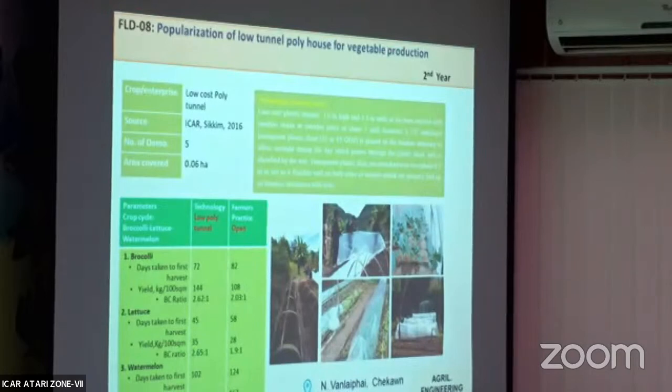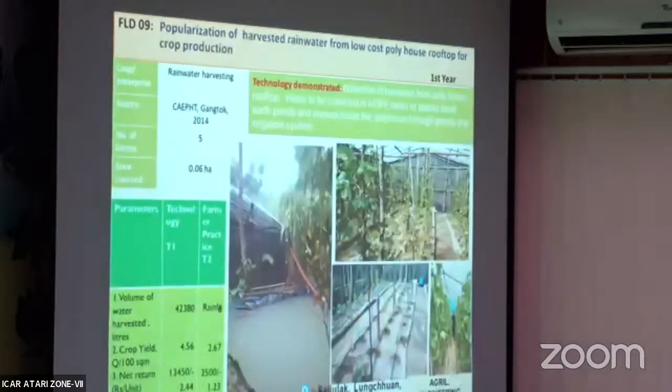And another one is popularization of low tunnel polyhouse for vegetable production. Out there, people know about low-cost polyhouse, but they are not much aware of this low tunnel polyhouse. So we have taken up this as an OFD and then for FLD, this is the second year. And under this, we have observed that the technology that we have demonstrated is much better. Officer, we do not do broccoli, lettuce, and watermelon. I will not talk about the fishery rationale because of time limitation.